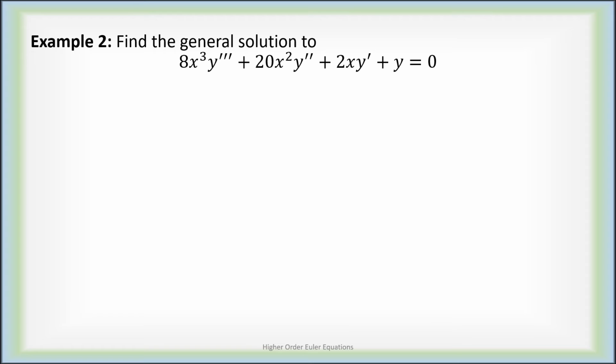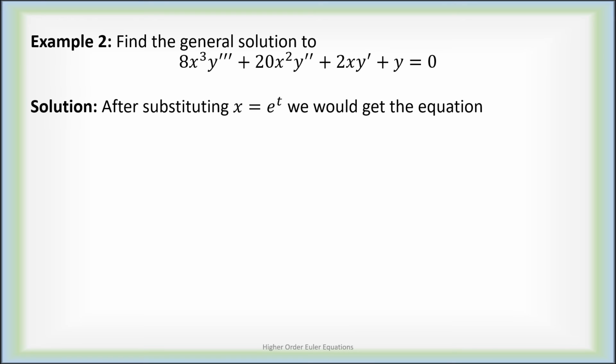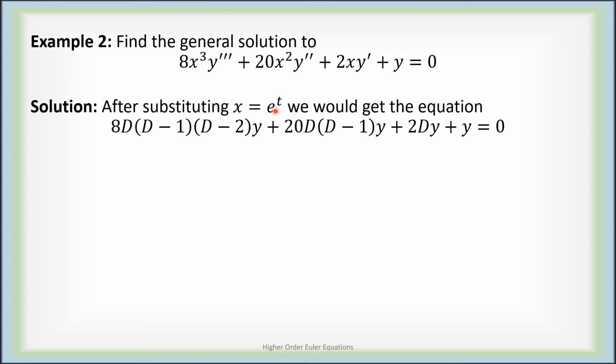For our second example, find a general solution to 8x cubed y triple prime plus 20x squared y double prime plus 2xy prime plus y equals 0. So we do the same substitution. We perform all of the tricks regarding x to the n, y, nth derivative being replaced with a product of linear operators, and we end up with, well, the 8 stays where it is. Otherwise, x cubed y triple prime is D minus 1, D minus 2 of y. x squared y double prime, D minus 1, xy prime, D, y itself.